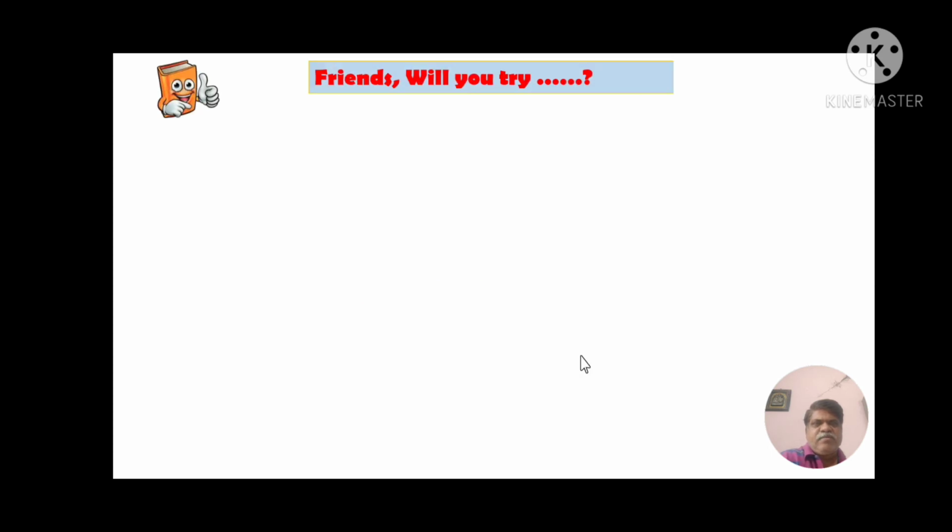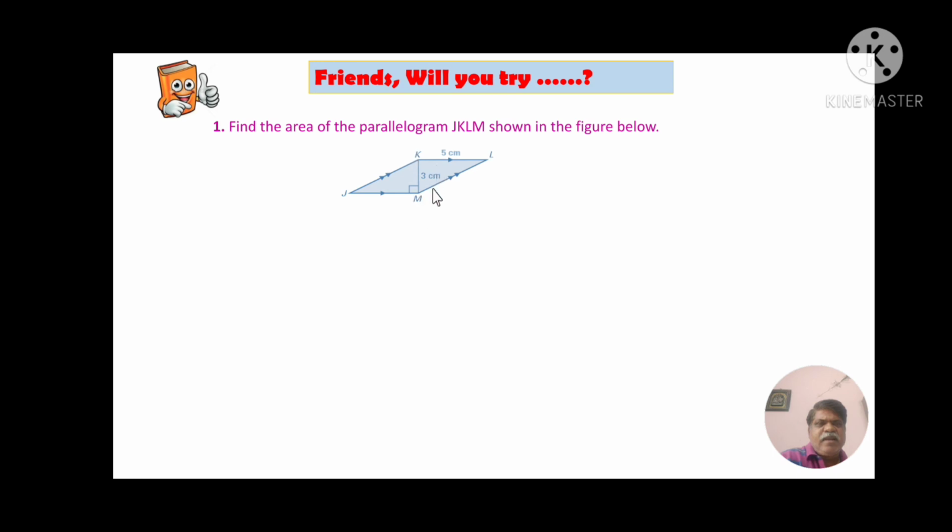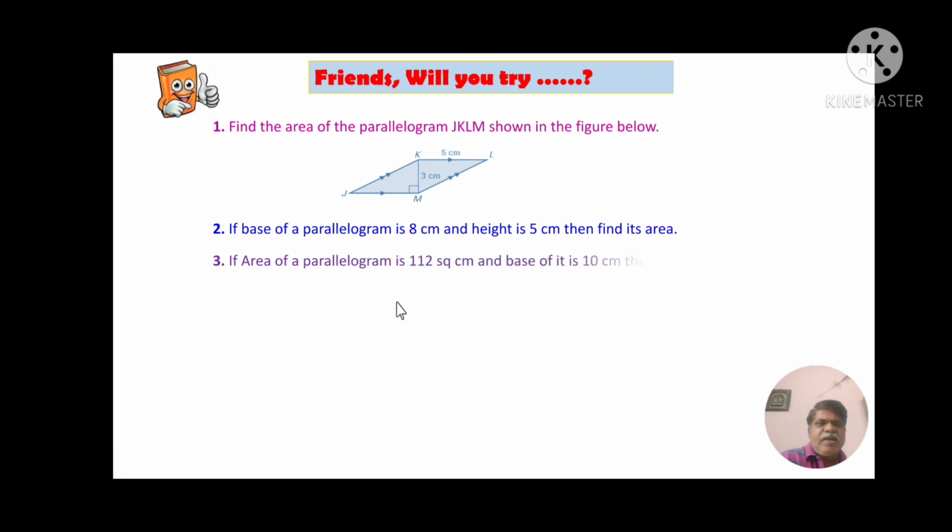Friends, you have to try these problems. Find the area of the parallelogram JKLM shown in the figure below. Here the base and the height are given. You have to find this area. If the base of a parallelogram is 8 cm and height is 5 cm, find its area. Third one: if the area of the parallelogram is 112 square centimeter and its base is 10 centimeter, then find its height. Find the base of a parallelogram if its area is 40 square centimeter and its altitude, that is height, is 15 centimeter.